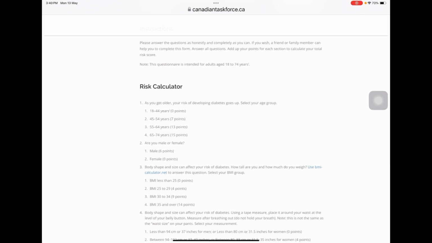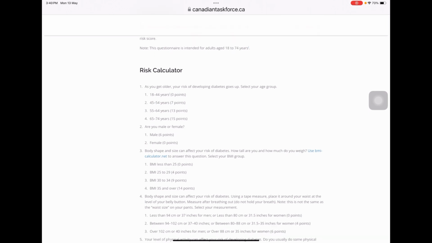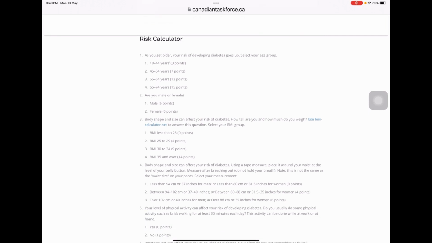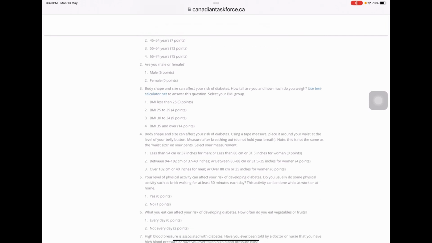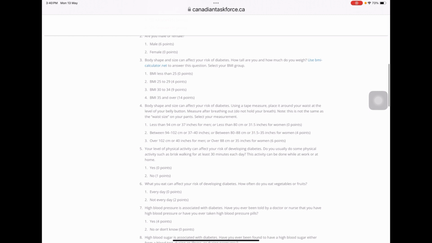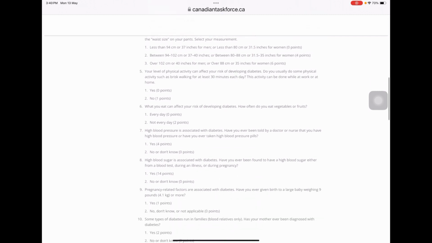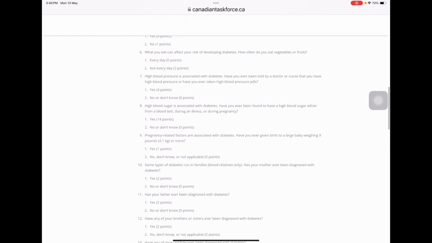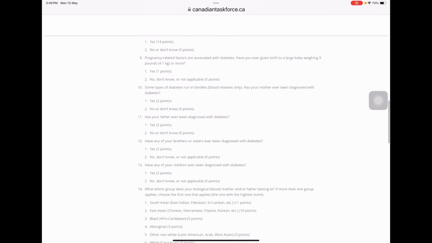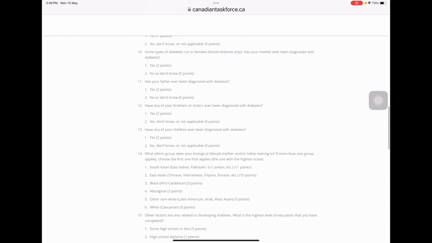So as you get older, you get the risk of developing diabetes. Select the age group, so 45 to 57 points, male or female. Female has 6 points. BMI is one of the components. Body shape, like inches, so you can do it in a clinical setup. And then the blood pressure, blood sugars, pregnancy related factors, types of. So quickly just have a look at the factors.